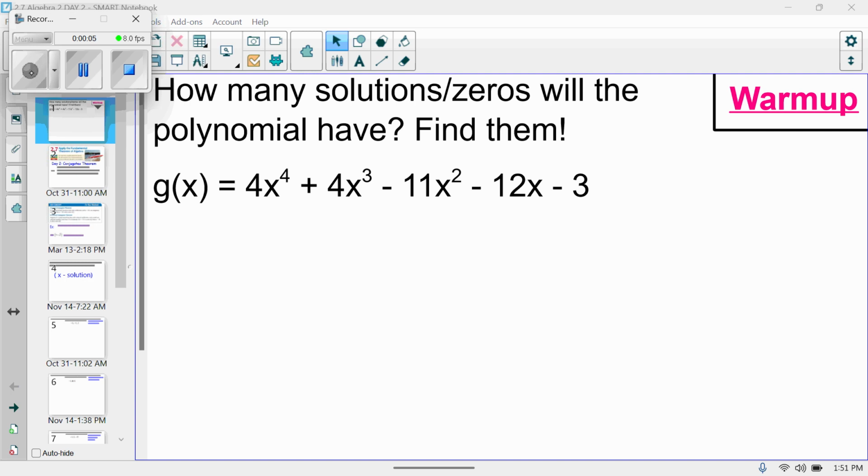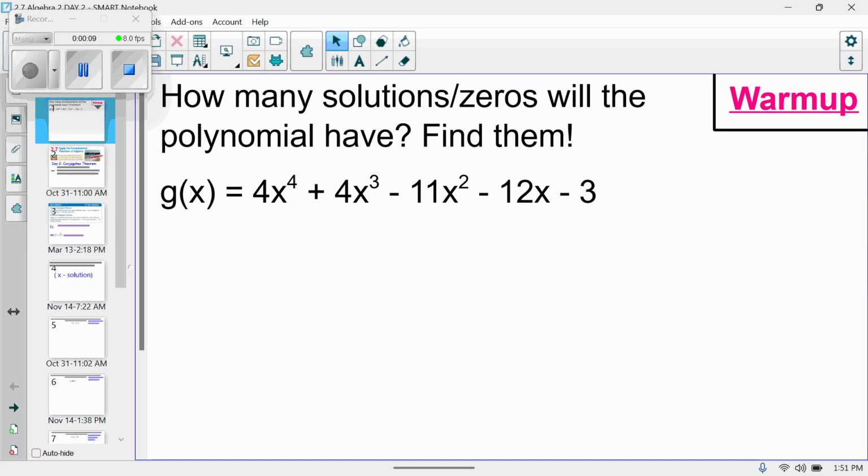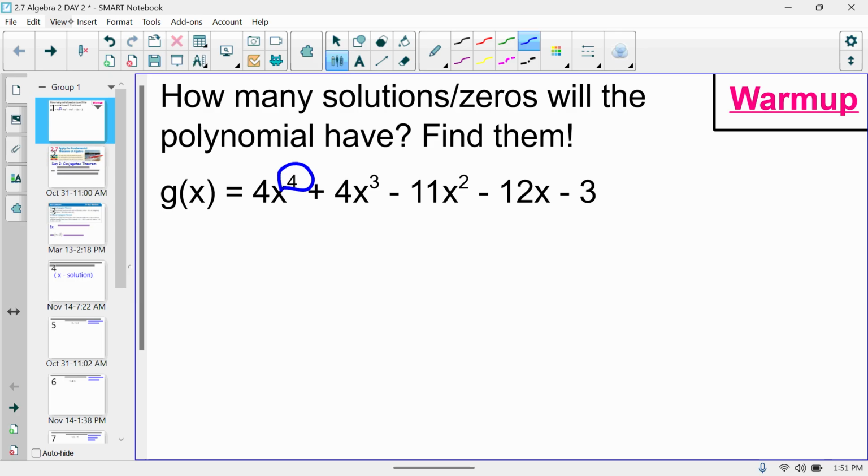We learned yesterday that if you look at the degree of the polynomial, this is called the fundamental theorem of algebra. Whatever the degree is, that's how many solutions there are going to be. So when we're all done, there should be 4 solutions to this polynomial. So remember, we can start by figuring out what are the possible rational solutions.